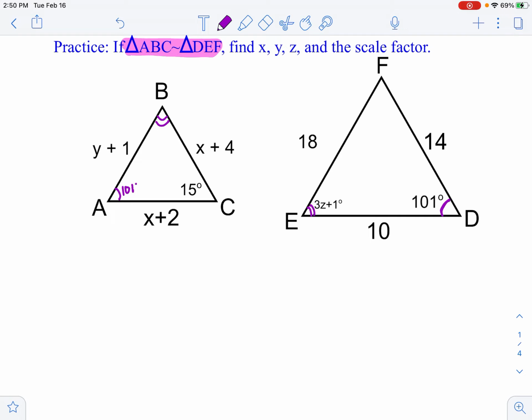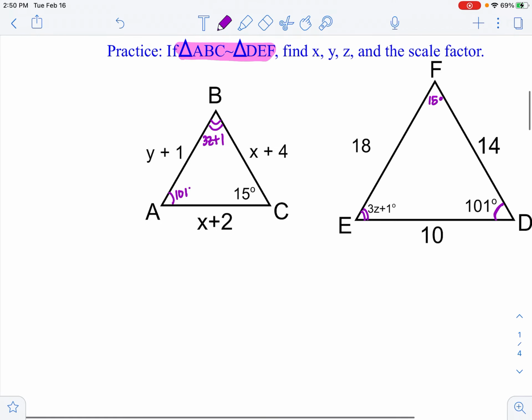Why not? Angle B is congruent to angle E. I'm going to label B 3Z plus 1 since E's labeled that. And then I'll use my blank angle C and F are congruent, but I can put a 15 right here because they're the same.